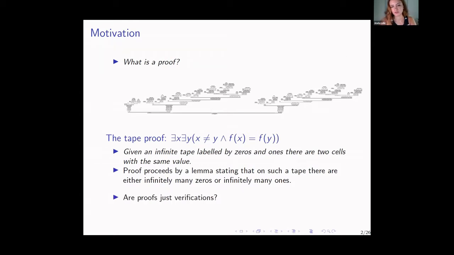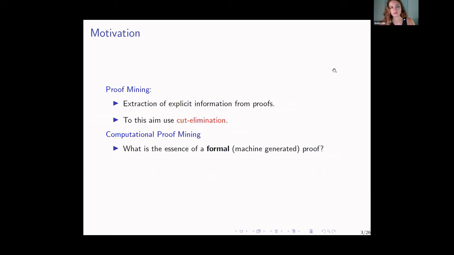But are proofs just verifications? And this is the whole topic of proof analysis. So what we are dealing with in proof analysis, or proof mining: usually in a proof, you have hidden implicit information, and the process of making this implicit information explicit is the process of proof analysis. And we also have computational proof mining, where we are dealing with formal machine-generated proofs.